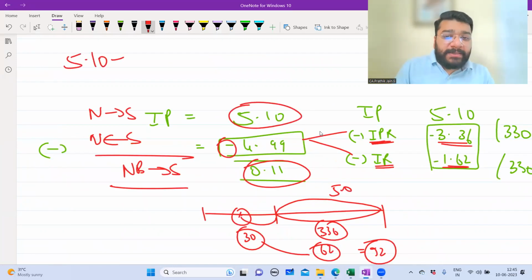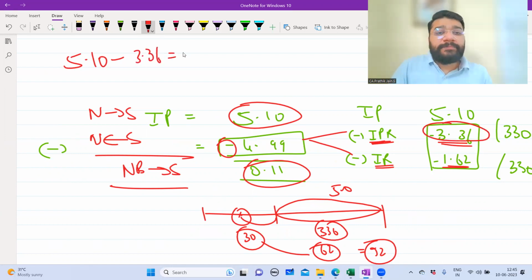$5.10 minus 3.36. How much? 5.10 minus 3.36, because interest payable is 5.10 on 500. Interest receivable is 3.36 on 330. So the balance payable is 170. On that 170, interest is how much? 1.74. How do I calculate this?